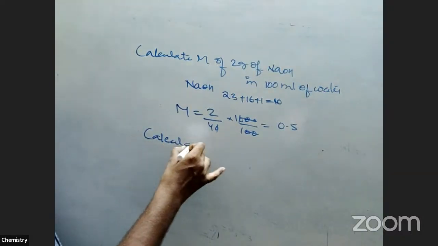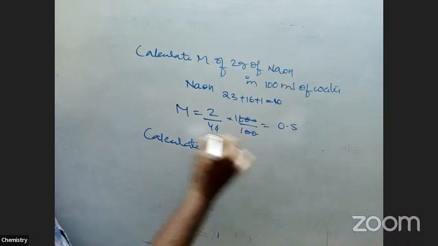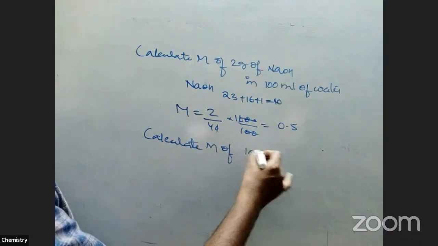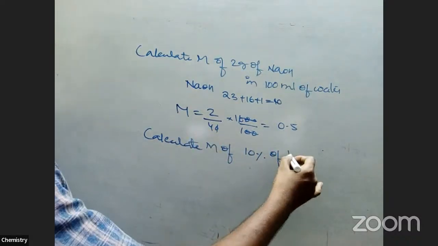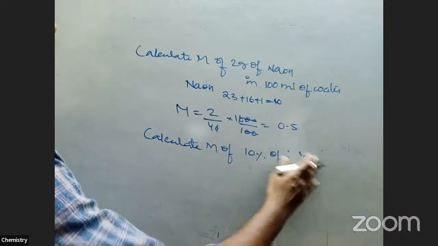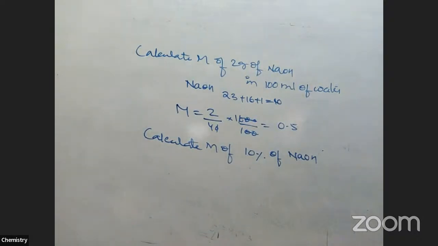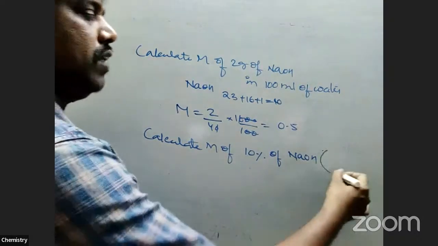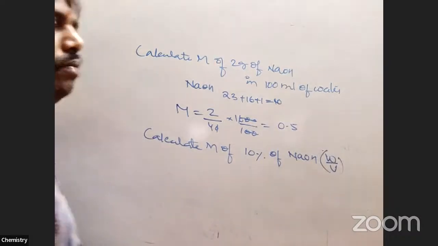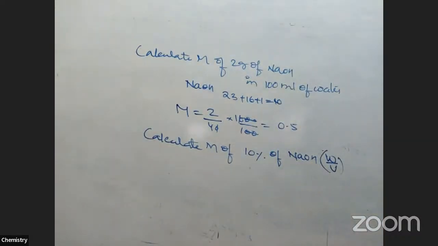Next, calculate molarity of 10% H2SO4, 10% NaOH. Okay. What is this percentage? What does it indicate? Weight by volume. 10% indicates weight by volume.